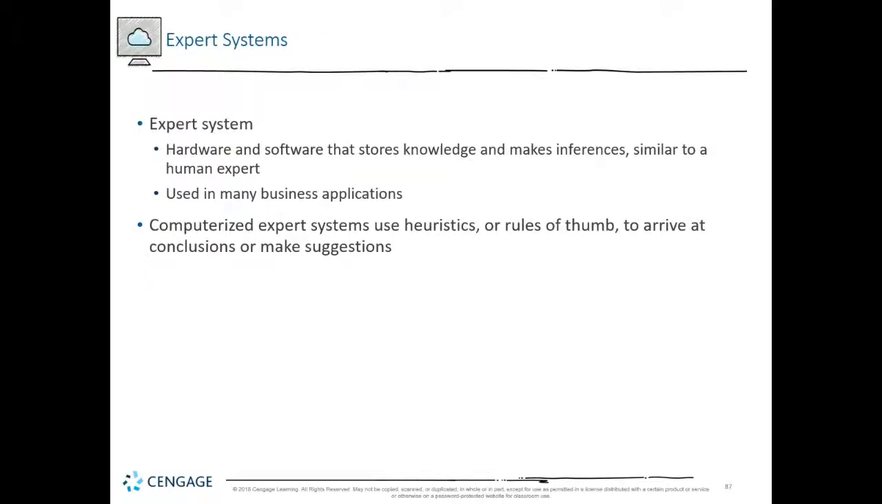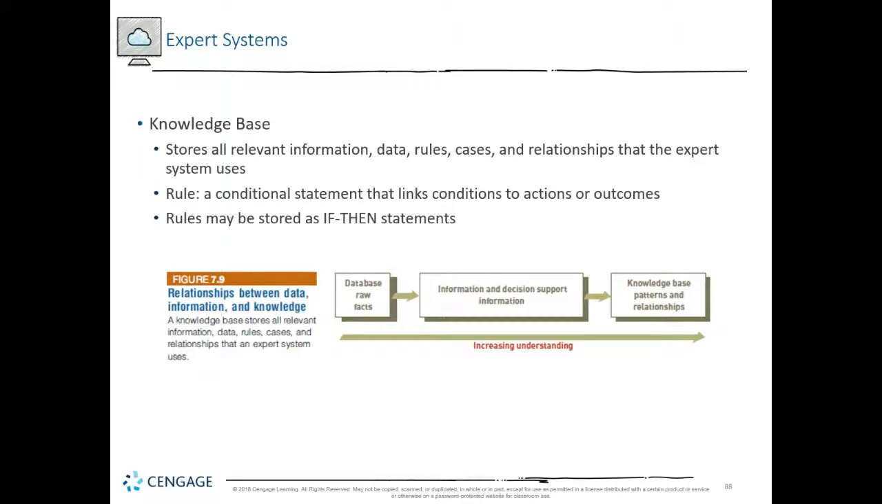Expert system. An expert system is hardware and software that stores knowledge and makes inferences similar to a human expert, and is used in many business applications. Computerized expert systems use heuristics, or rules of thumb, to arrive at a conclusion or make suggestions.